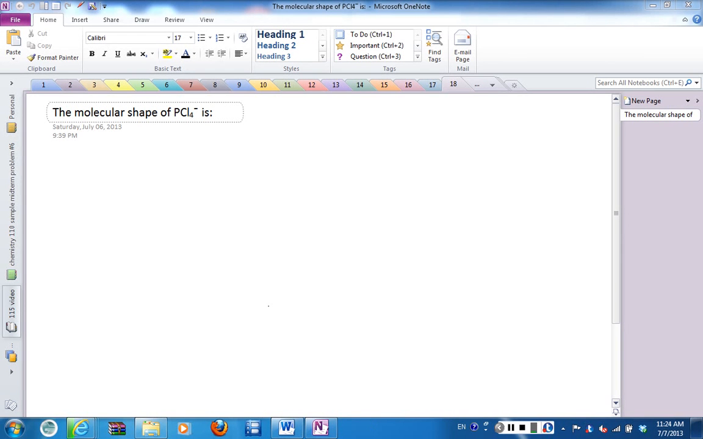The molecular shape of PCl4 negative ion is, okay, so we're talking about molecular shape, and of course that's an application of the VSEPR theory. To determine the molecular shape, first of all, we've got to be able to draw the Lewis structure. So let's go after the Lewis structure of PCl4 negative.